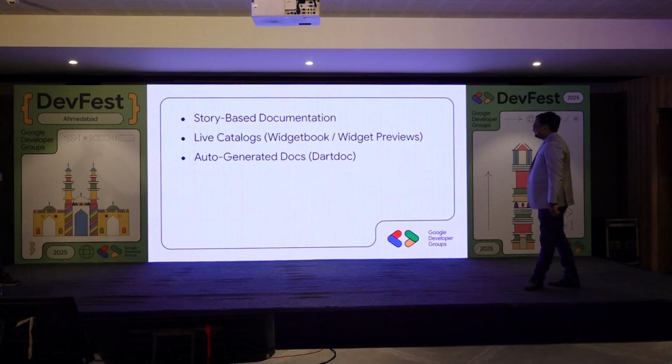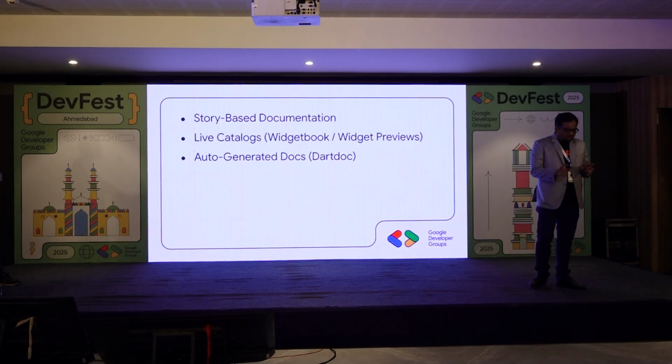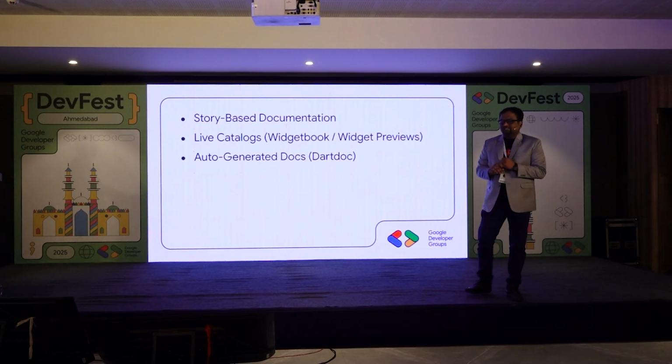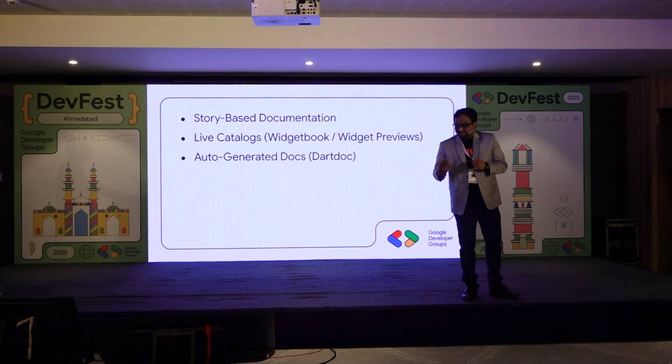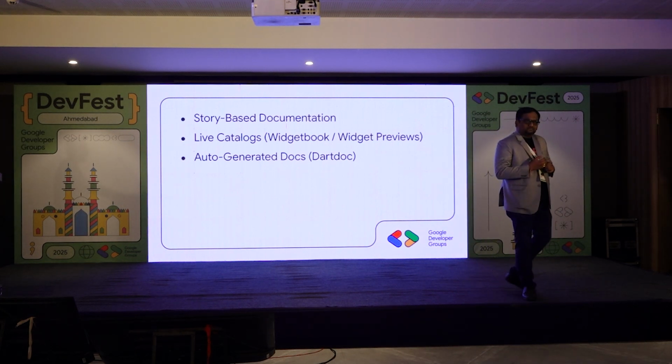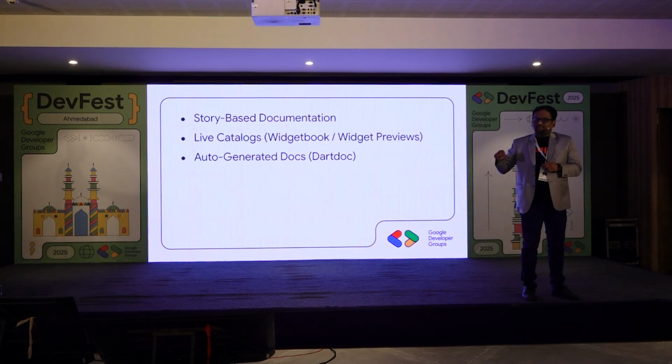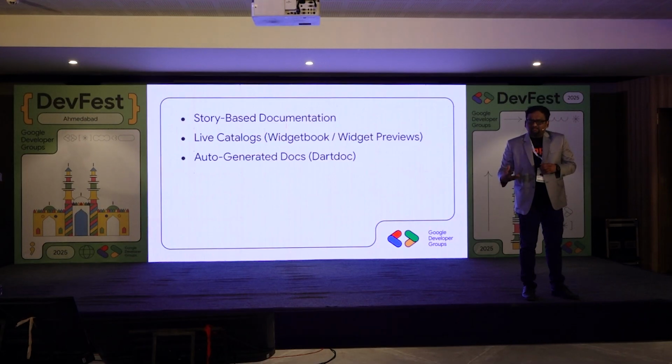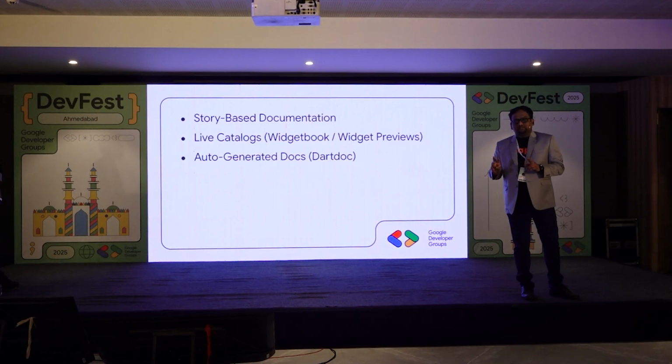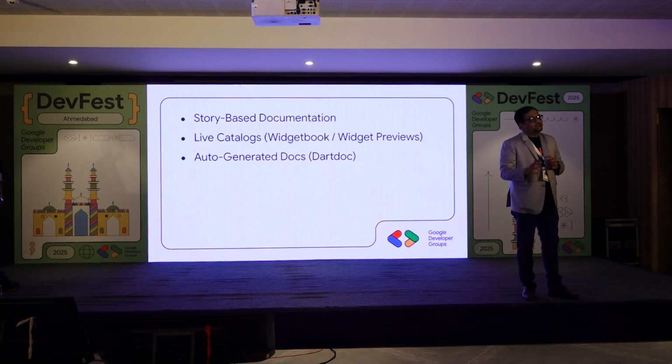Right, next. So the documentation will be story-based documentation, right? Second, live catalogs. Means you have built so many components, now how do you use them and how do they look? That should be something. There is a tool available called Widgetbook. Okay, and for the code you can auto generate it in the Dart docs. Now all AI tools are available that can generate it.